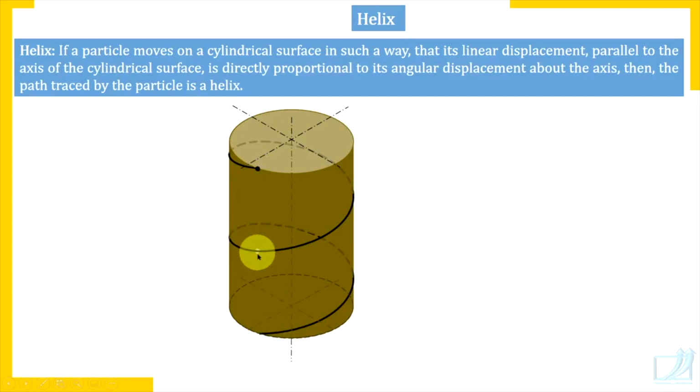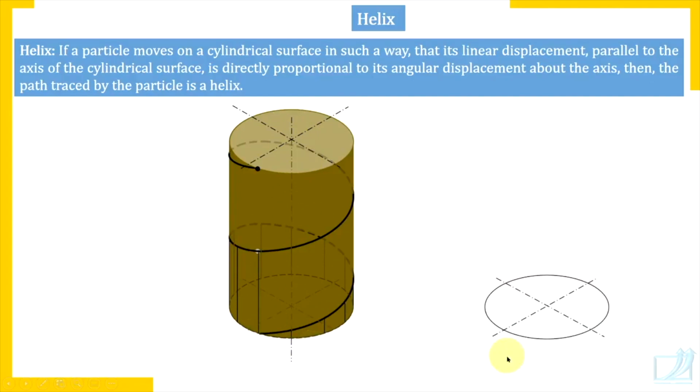Now here check a white dot here. Here the particle completes its 1 revolution. Now during its angular motion it moves vertically, and check its distance from the base continuously increases. And here it is the distance covered or displacement parallel to the axis of the cylinder after 1 complete revolution.